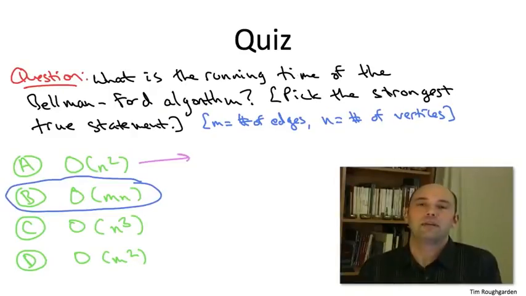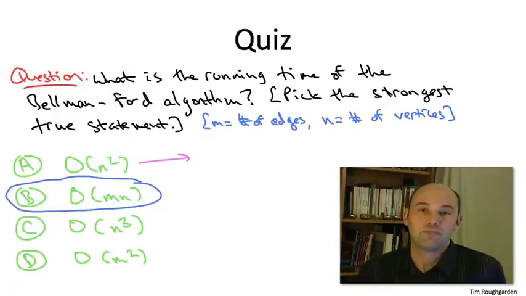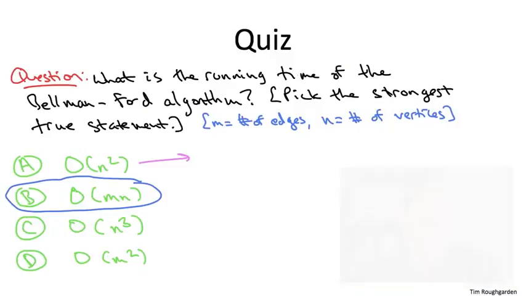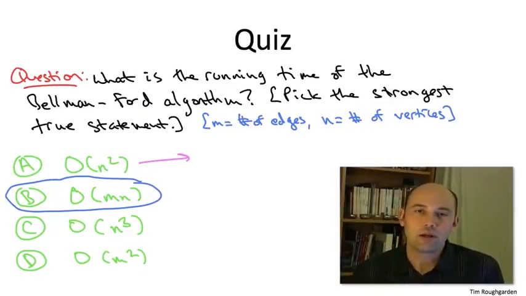So the correct answer is B. That is, of all these running time bounds, the smallest bound which is actually correct. So let me explain why it's the number of edges times the number of vertices, and also comment on some of the other options. So answer A, quadratic, n squared. What this is, is the number of subproblems, right?